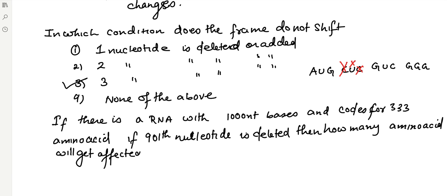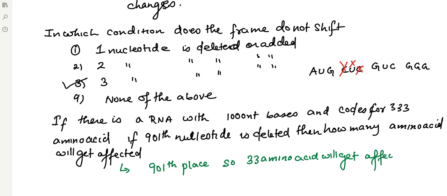Now for this question you need to remember one thing. We have already discussed that the effect will be only seen from the point of deletion. So the deletion is at the 901st place. So 33 amino acids will get affected. Why are we saying this? Because the initial 900 will form your 300 amino acids, and from 901 your 33 amino acids are left. So there will be a total of 33 amino acids whose sequence will be affected. Write it down.